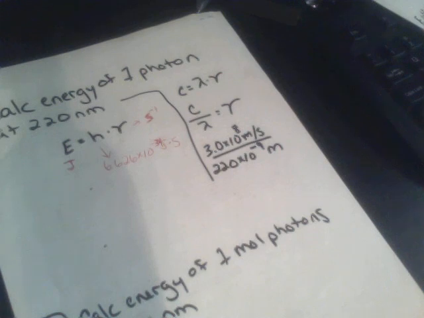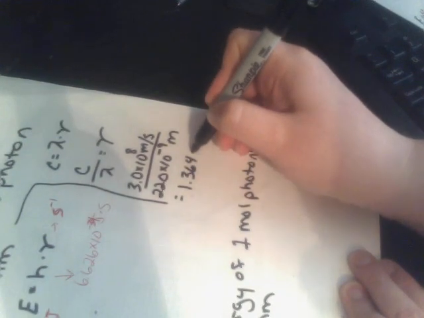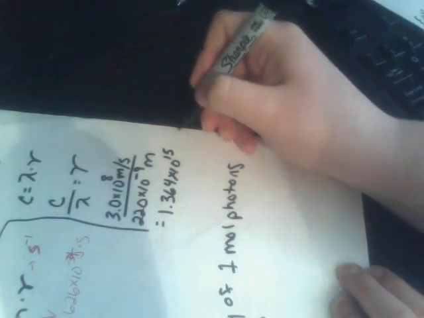So I went ahead and did this little calculation earlier. Are we expecting a big number or a small number? The answer is a very large number, because 220 times 10 to the negative 9 meters is like 0.00000, right? 220, and we're dividing 3.0 times 10 to the 8, which is a very large number, by a very small number. So we're supposed to expect a large number, and we actually get 1.364 times 10 to the 15 per second.